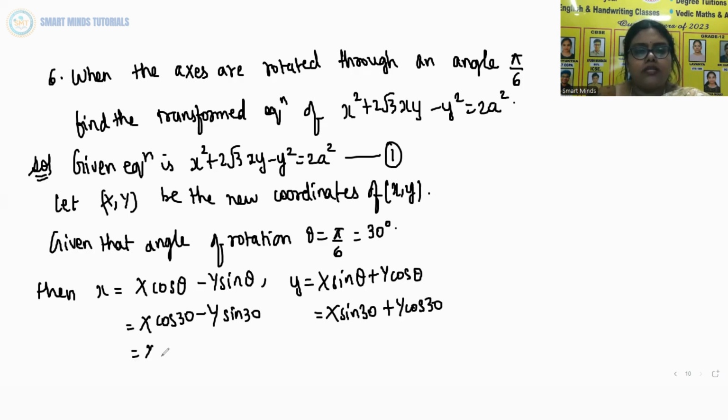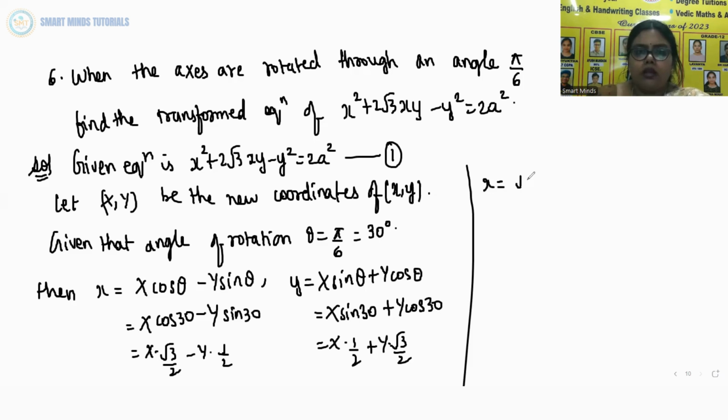Now cos 30 is root 3 by 2 and sin 30 is 1 by 2. Here also sin 30 is 1 by 2, cos 30 is root 3 by 2. So we get small x value as root 3x minus y by 2 and small y value is x plus root 3y by 2. We need to substitute these values now. So the transformed equation of equation number 1 is, now we substitute the values of x and y.